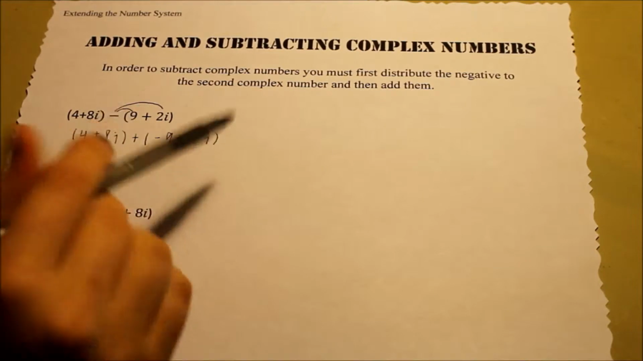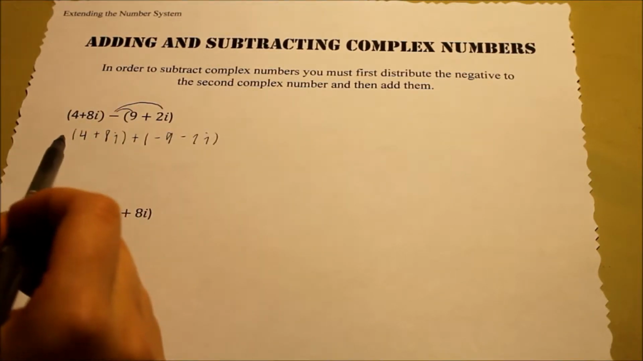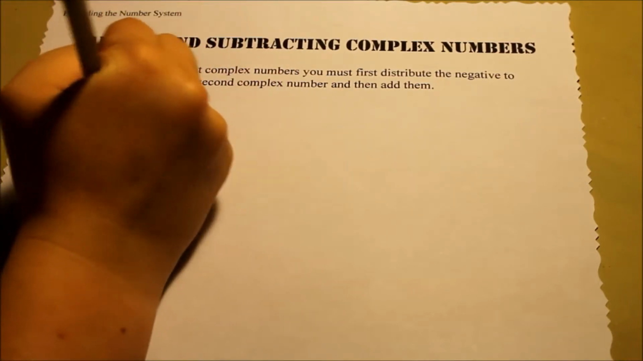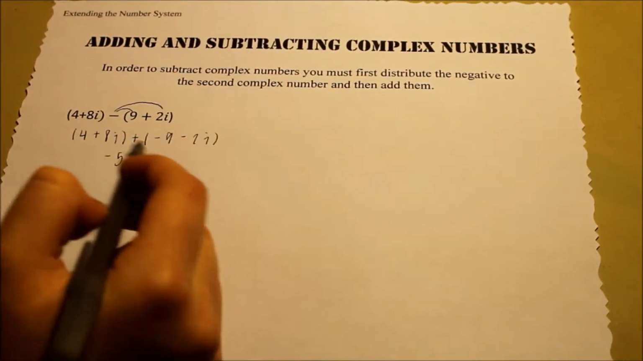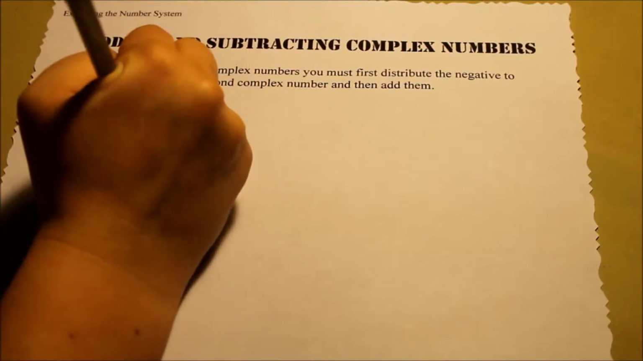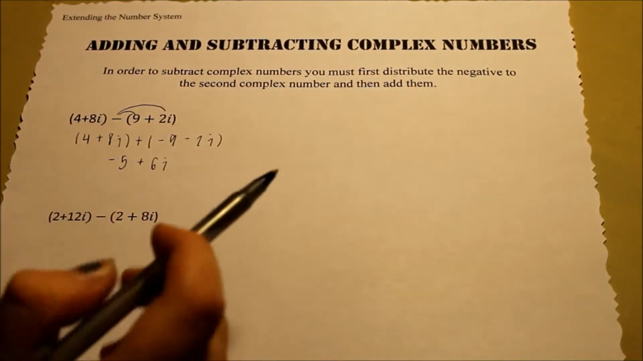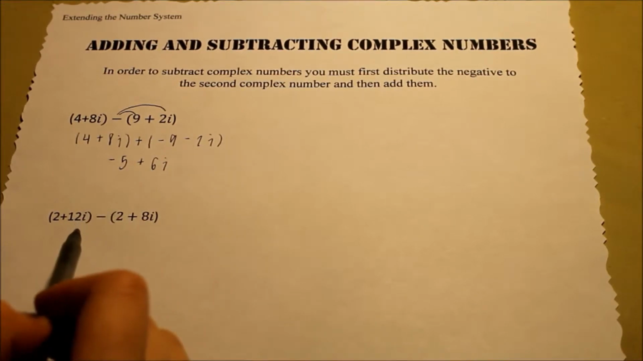And you'll combine like terms, so it will be the same as adding. So 4 plus negative 9 is negative 5, and 8 plus a negative 2 is a positive 6i, and that should be your answer. And you'll do the same for this one.